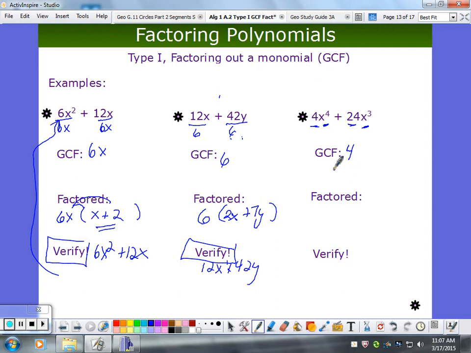Hey, what is it? Is it x? Okay, I see a common factor of x. Is it greatest? Think about what's going on here. You've got x times x, 4 of them. This one has 3 factors of x. What is the same in both?